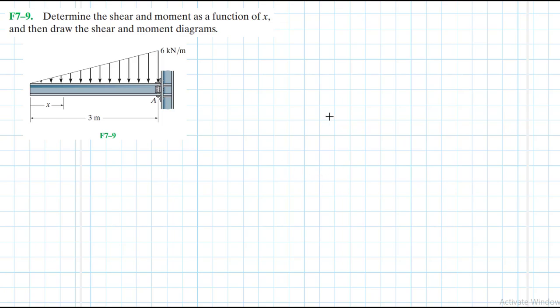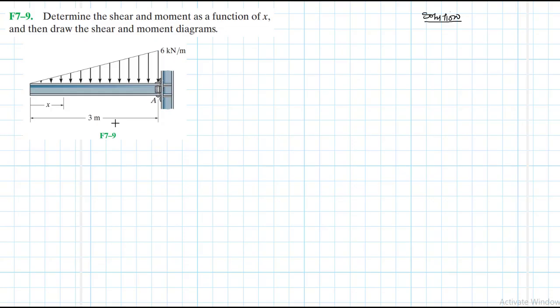Hello, I welcome you all to this another interesting screencast where we're going to be solving this engineering mechanics problem, and it reads: determine the shear and moment as a function of x and then draw the shear and the moment diagrams. This problem is coming from the Engineering Mechanics Statics textbook, 13th edition by R.C. Hibbeler.